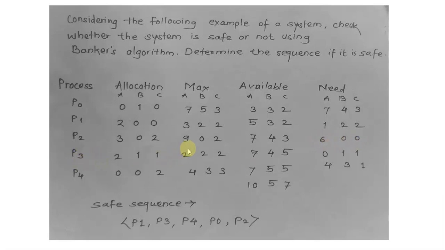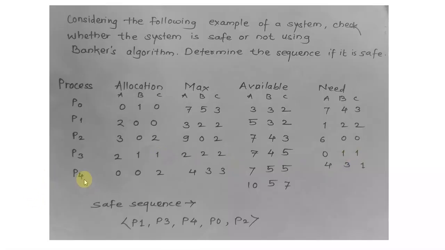For the P3 process, the maximum need is 222. So see here, the requirement of P3 is 2 instances of A, 2 instances of B, and 2 instances of C. From that, we have already given 2 instances of A, 1 instance of B, and 1 instance of C. So the requirement is only B and C, because we have already given the 2 instances of A to the process P3. So 2 minus 2 is 0, 2 minus 1 is 1, 2 minus 1 is 1 again.